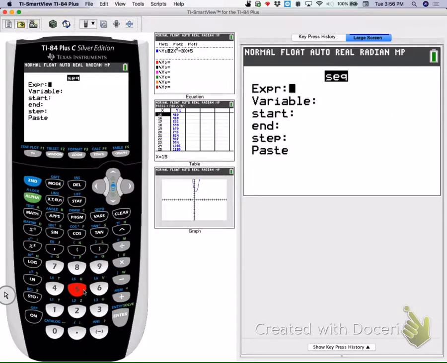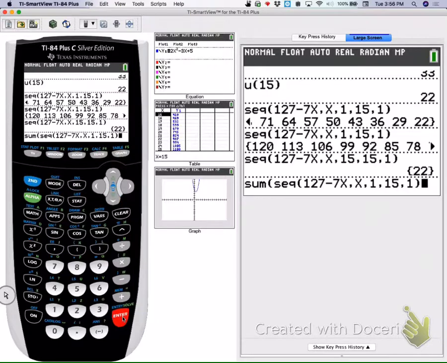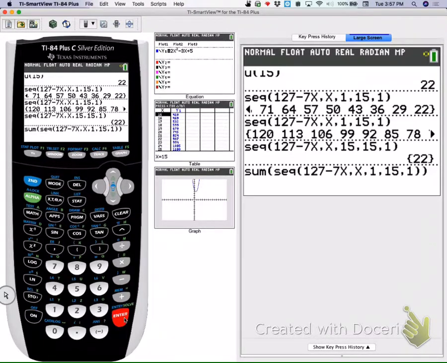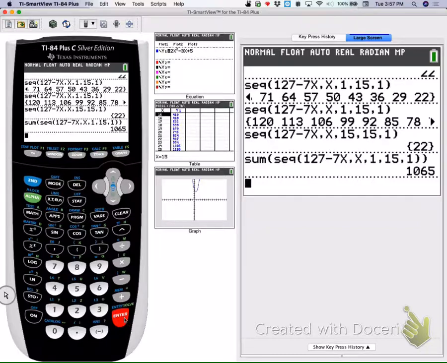Okay, make sure, darn it, it cleared everything out. 127 minus 7x, x, 1, 15, I want to go by ones, and hit paste. Now it says sum of my sequence. I'm going to go ahead and close this extra parenthesis that was not closed before. I hit enter. And the sum is 1,065.